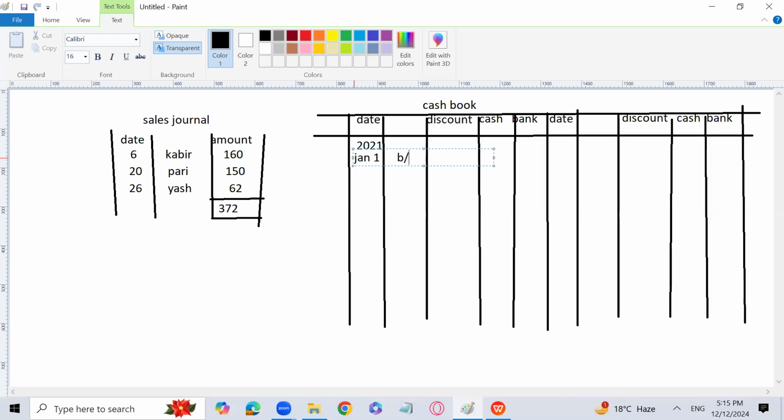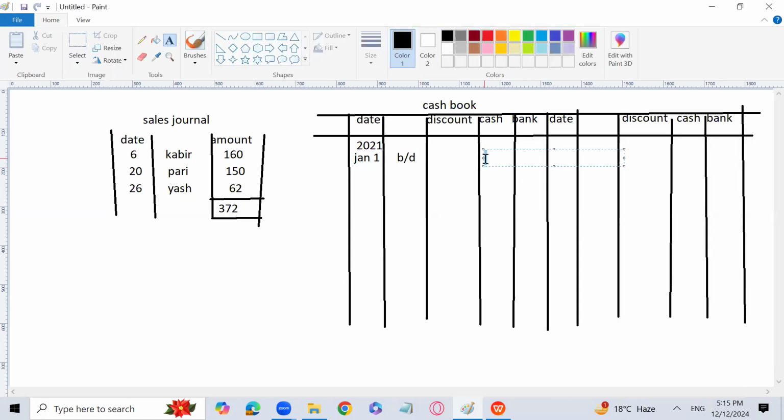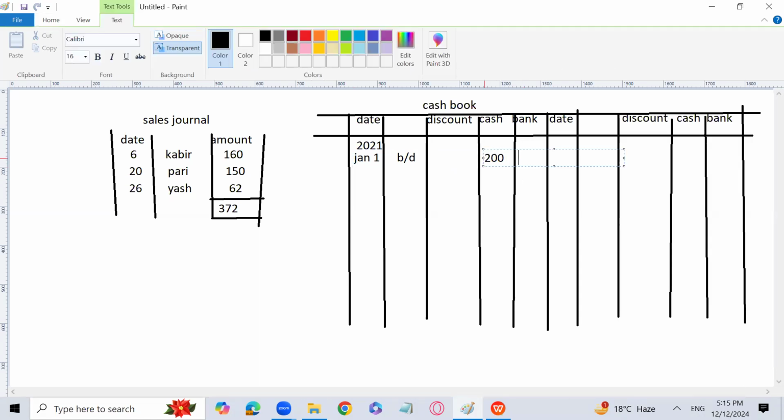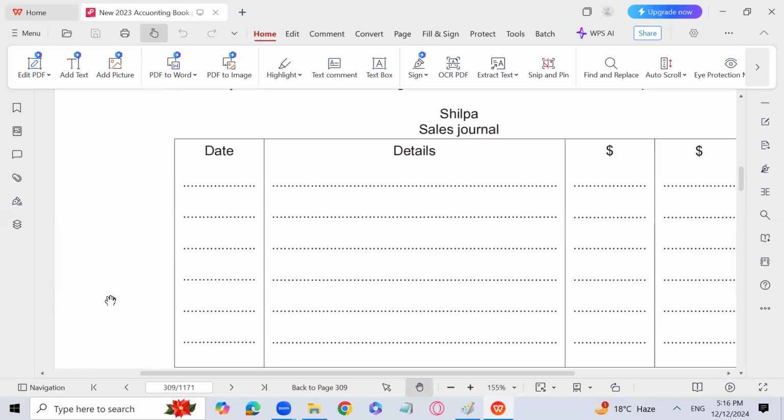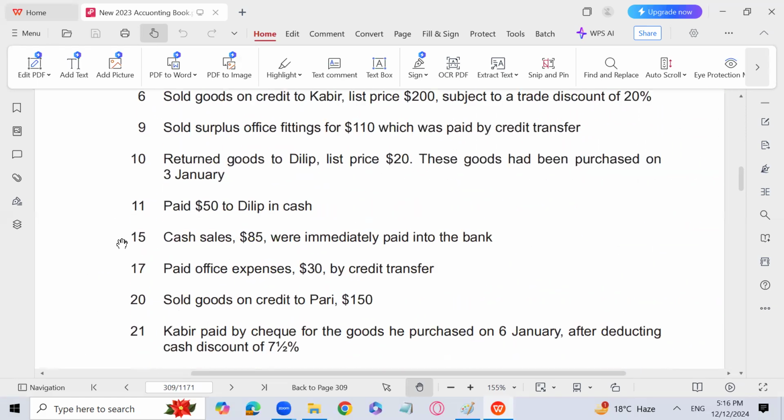We will have the brought down of cash, that is 200, and for the bank it is 814, and this is also on the right side. This is 2021. Now I'm going to solve the question, but remember this, I'm going to link only those entries in which cash or bank is involved. Only those entries are going to affect the cash book.